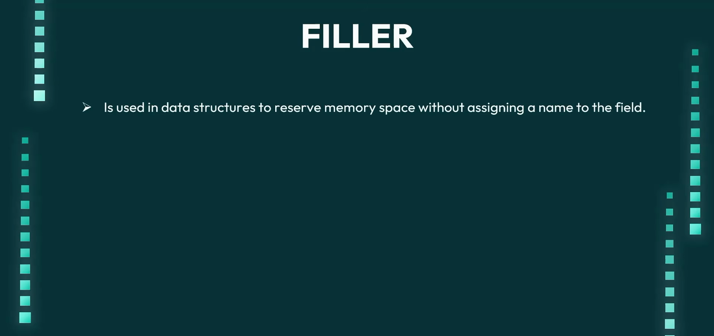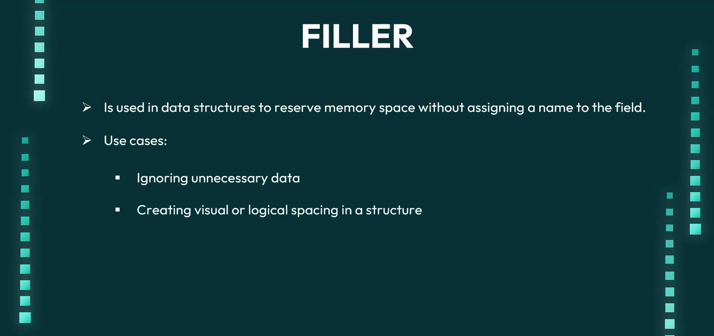Filler is used in data structure to reserve memory space without assigning a name to the field. This is especially useful for ignoring unnecessary data, creating visual or logical spacing in a structure, or ensuring the exact size of a structure. We'll actually see that last point more clearly when we work with files.